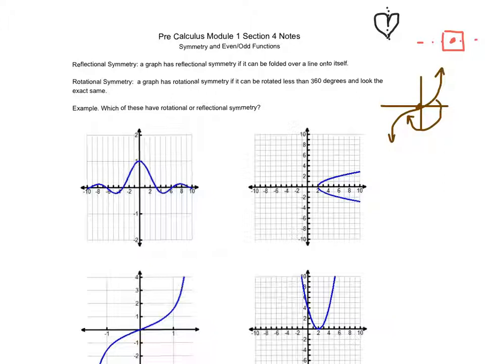This first kind of wavy graph obviously has reflectional symmetry. And the reflectional symmetry is about the y-axis. Because if you flip it over the y-axis, it's the same on both sides. So if I flip that red back onto the blue, it would be the same. So the one to the right, this parabola, it also has reflectional symmetry. But it's not on the y-axis this time. This one is flipped over the x-axis.